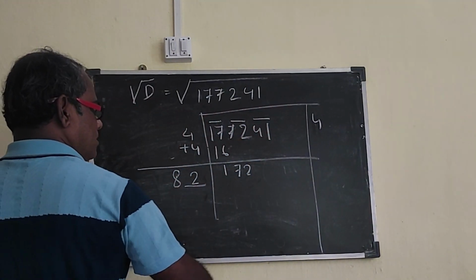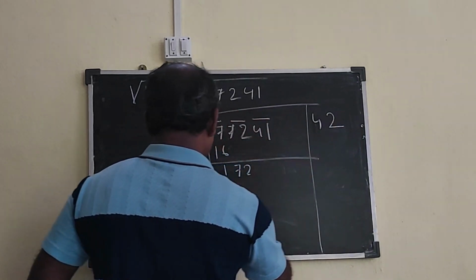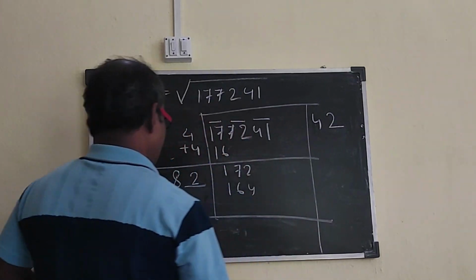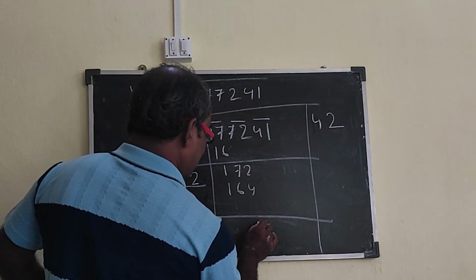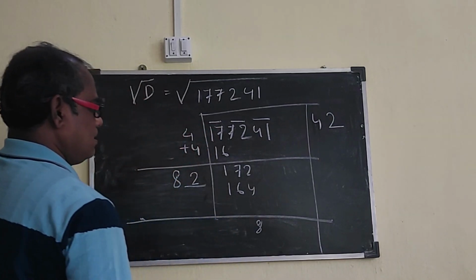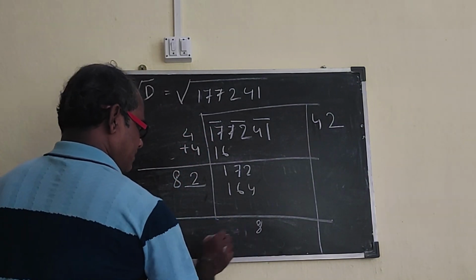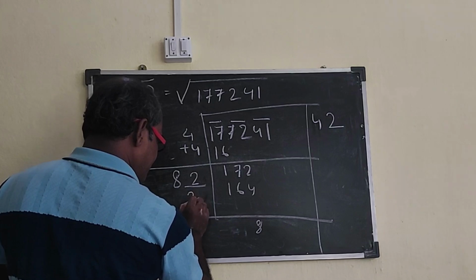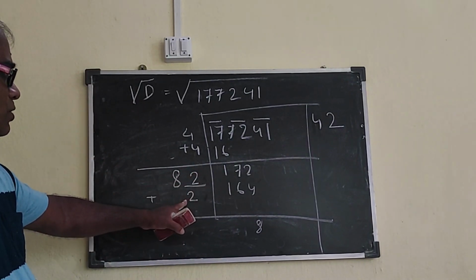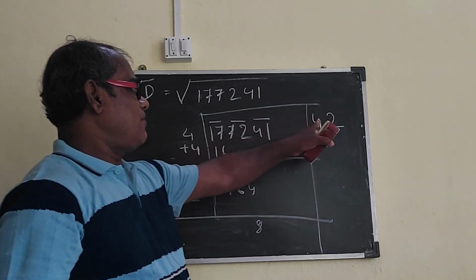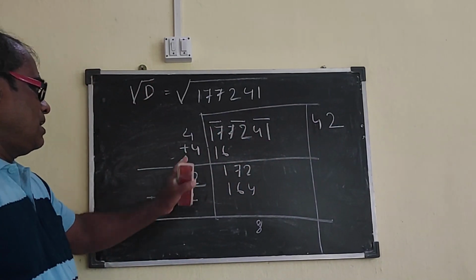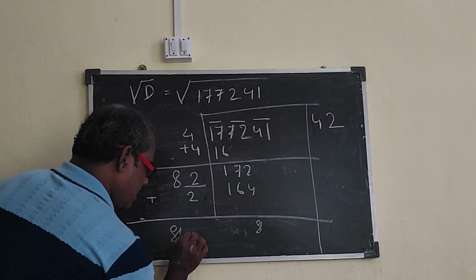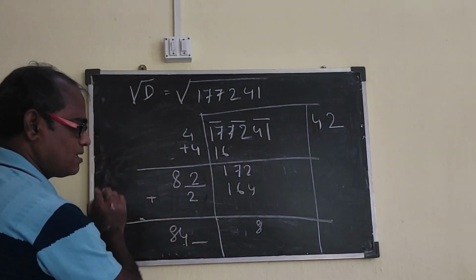When you are writing here 2, it means you are writing over here also 2. So 2 2s are 4, 2 8s are 16. Now subtract this. What you get? 8. Since you have written here 2, add up with 2. How much you are getting? 82 plus 2. Here what we have written, since we have written here 4, we have added 4. Since here we have written 2, we are adding here 2. It becomes 84. Again make a space here to write a certain digit.